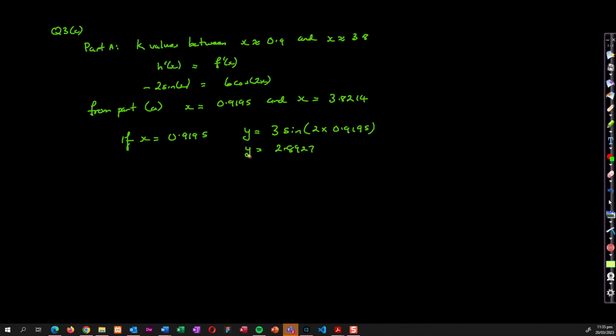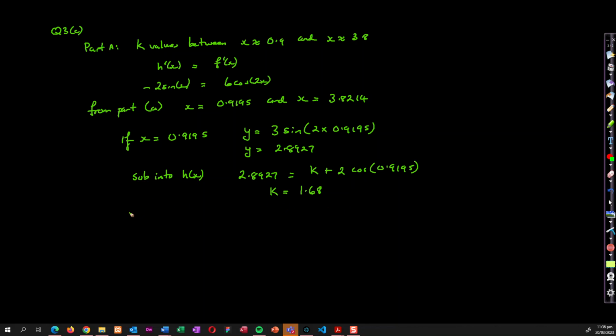Then if we substitute this into function h, because they have the same y value at that point of intersection, 2.8927 is equal to k plus 2 times the cosine of x, which is 0.9195. If you solve for k, you end up with k equal to 1.68. So that's one k value.